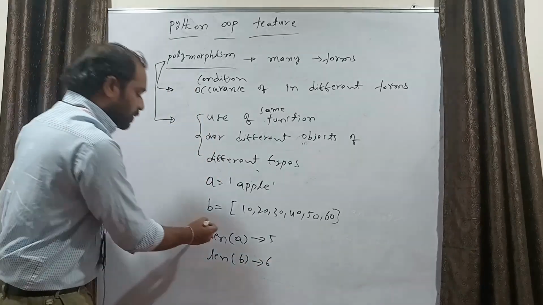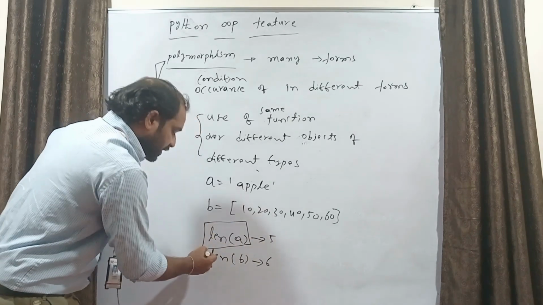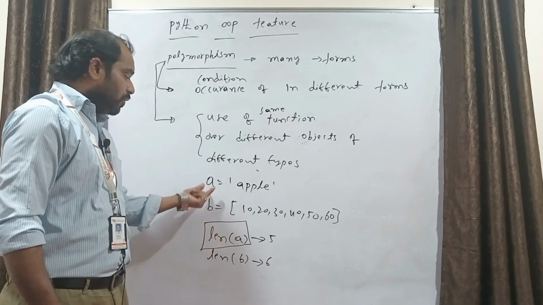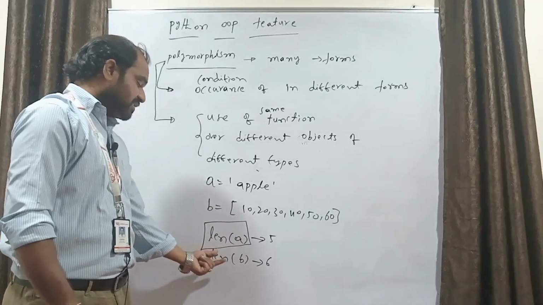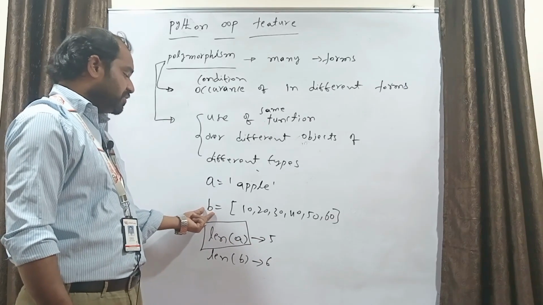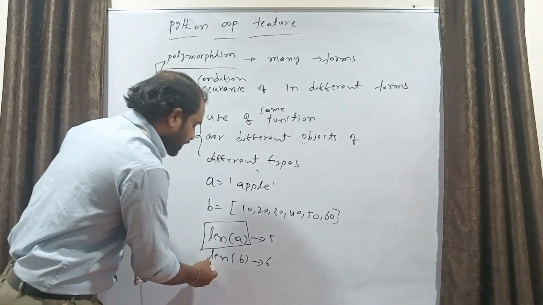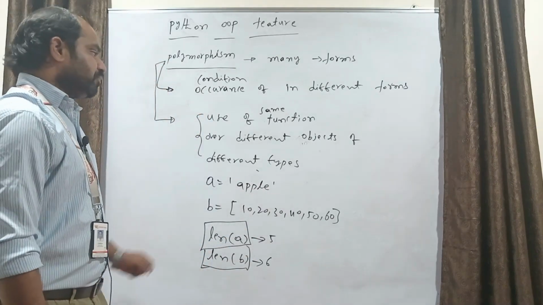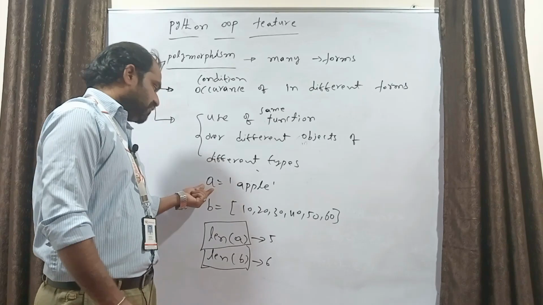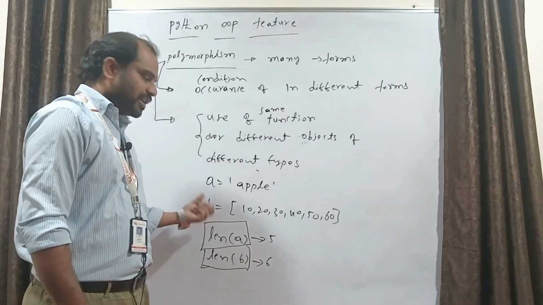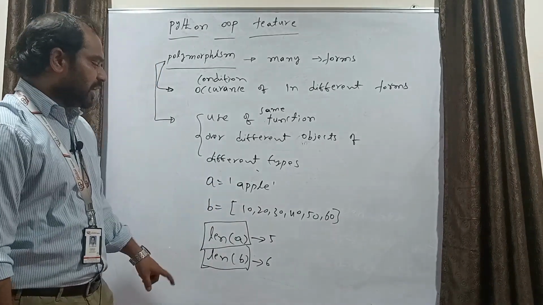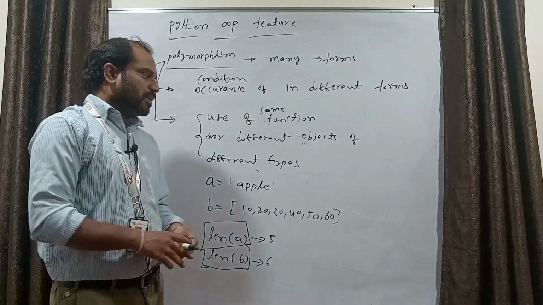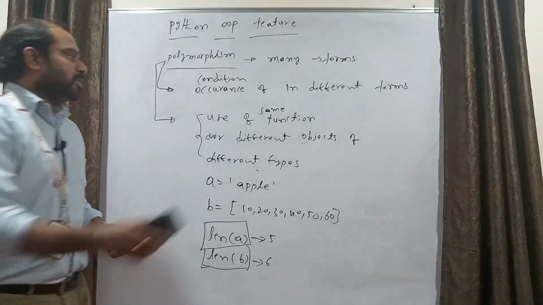You need to observe one point. This length function is working over the object of string, and the same function is working over the object of list also. This is called polymorphism, behaving differently depending upon the type of objects. This object is of type str, this object is of type list. Over different types of objects, the same function is working, which is called polymorphism. So how can we achieve polymorphism?